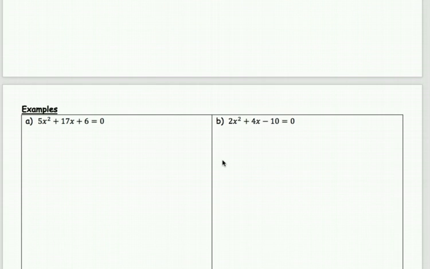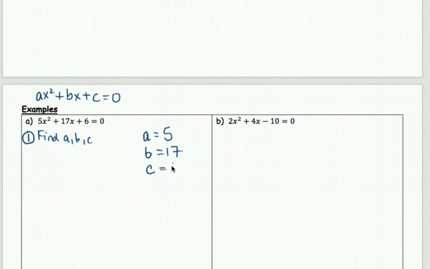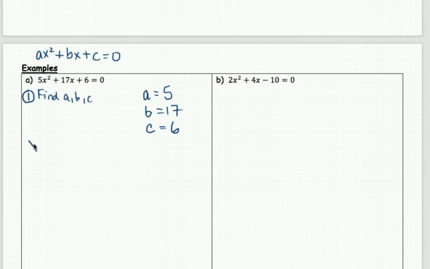Okay, so step 1, what you want to do is find your a, b, c, right? So list them off. I'm going to just put them over here. Again, if you need to write the standard general form, then just write it above to remind yourself where all the letters are, okay? So a is 5, b is 17, and c is 6. And again, if they had negatives in front, you have to respect the negative and bring it along here and use it, okay?